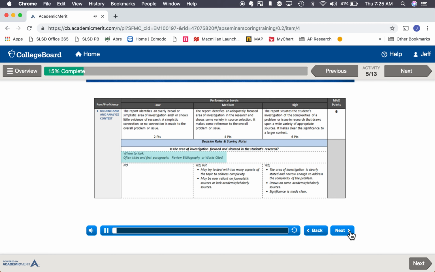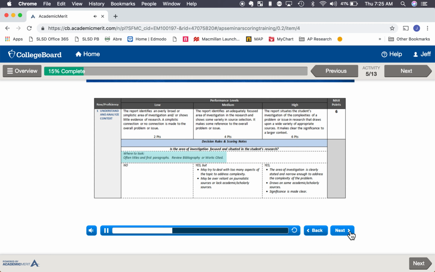The next place to look in order to answer our guiding question is the bibliography or work cited. Here you're looking for whether the bibliography or work cited shows evidence of careful source selection. This row is focused on the proficiency, understand and analyse context, so the sources students choose to include should help them address the real complexity of the problem or issue they are researching.